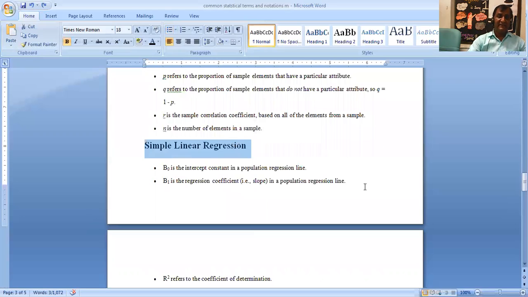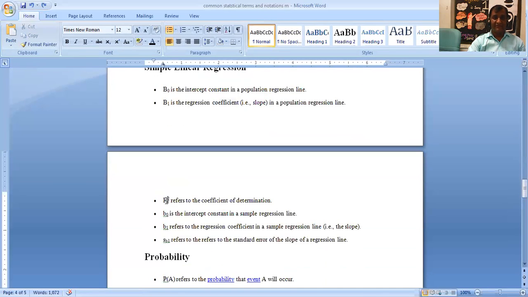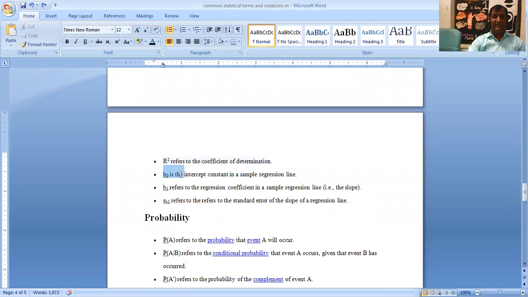Simple regression. B naught is the intercept constant in a population regression line. B1 is the regression coefficient, that is the slope, in the population regression line. R square refers to the coefficient of determination. In a sample, b naught is the intercept constant in a simple regression line, and b1 refers to the regression coefficient, also called the slope. SB1 refers to the standard error of the slope of the regression line.